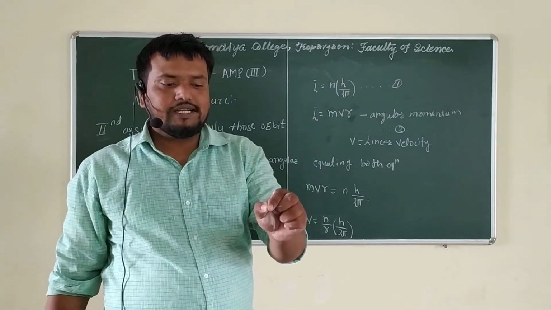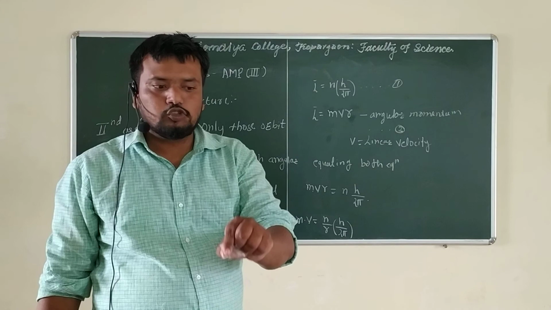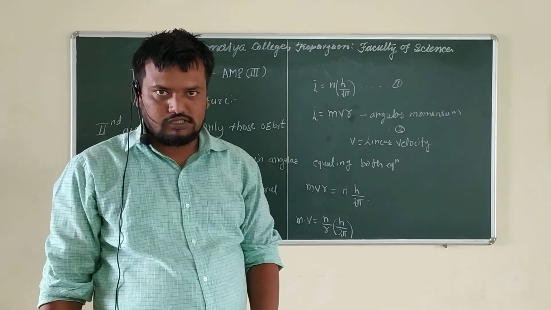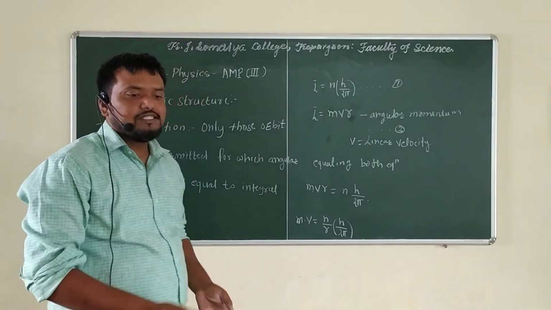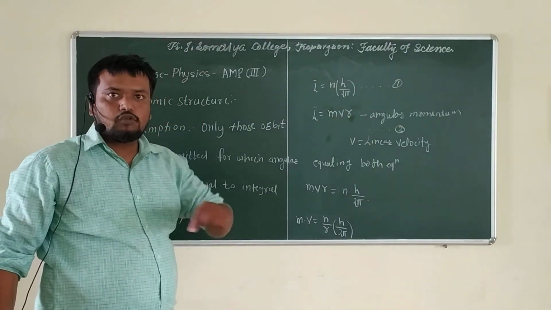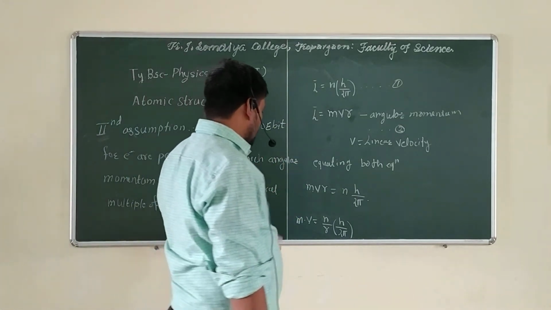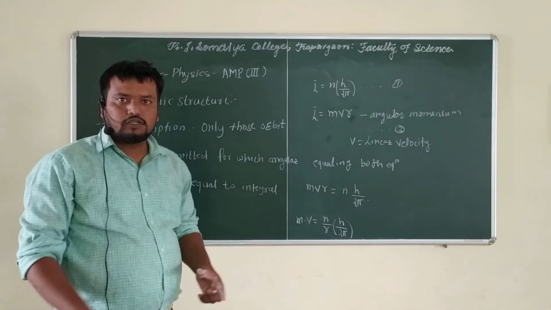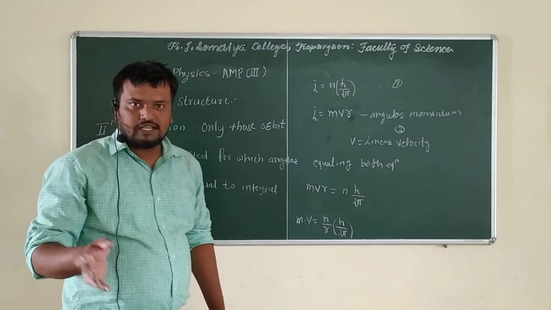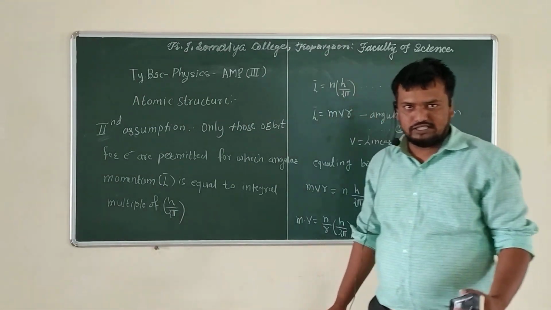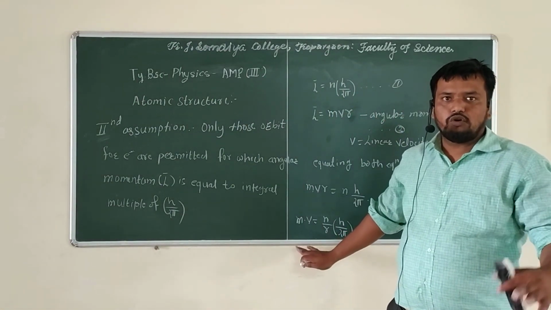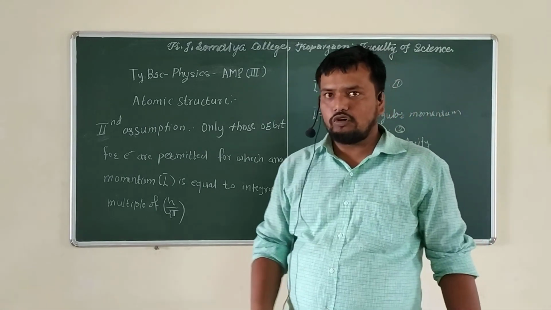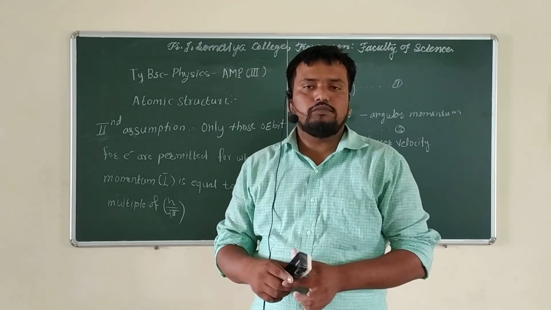This orbit is permitted by the condition, the allowed orbits for electrons, and these allowed orbits are called non-radiating orbits. What is meant by non-radiating orbit? Normally an electron revolving around the nucleus would radiate energy, but this equation gives the non-radiating orbit. So this is the second assumption of the Bohr model.